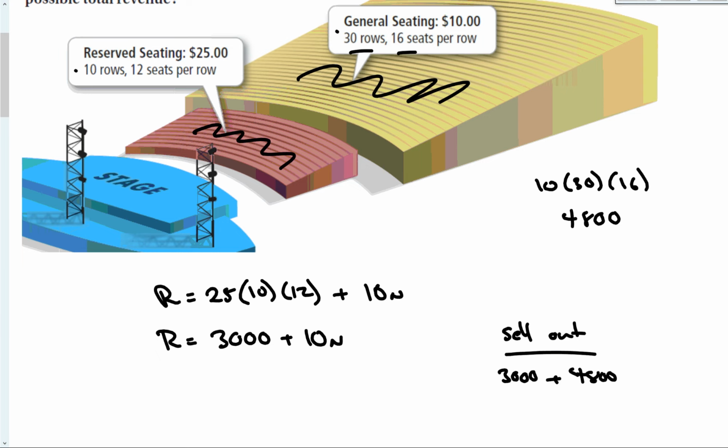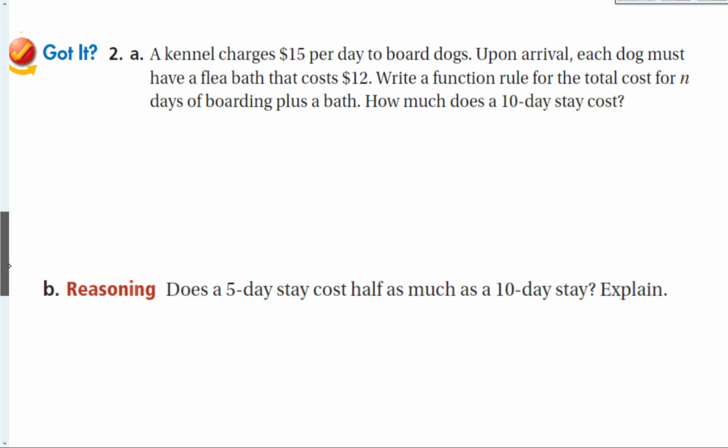And that would give me a total of $7,800 for a sellout. Okay, so here's my revenue equation based on how many seats I sell for my general admission, and here's how much money I would make in a sellout. Okay. Let's look at another situation.